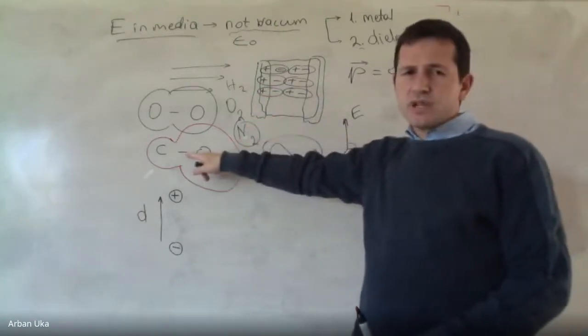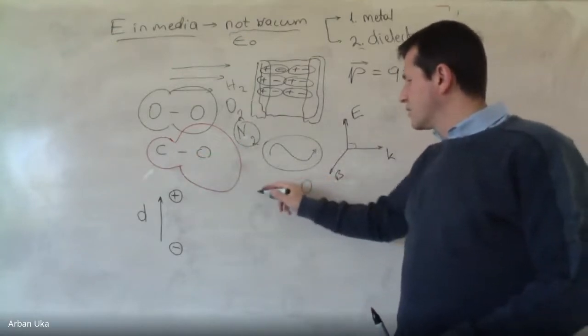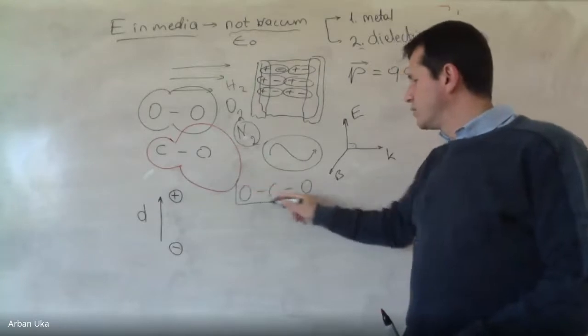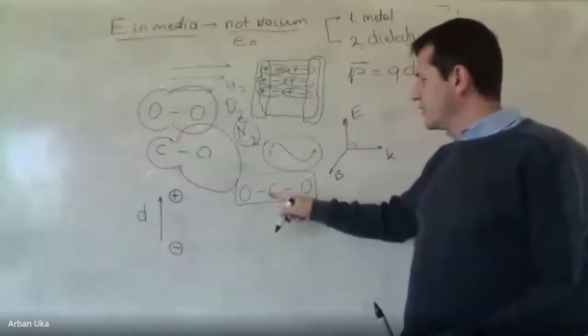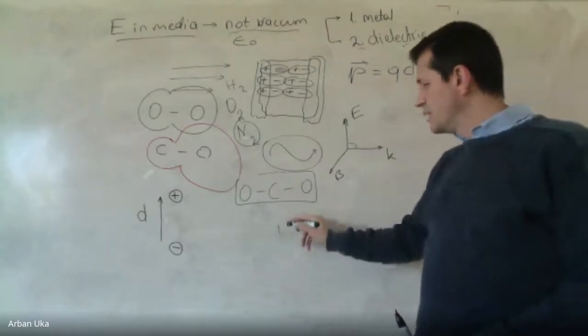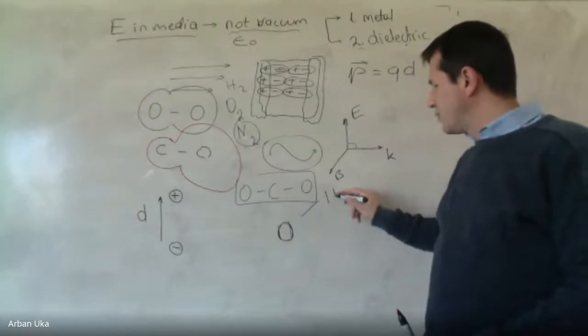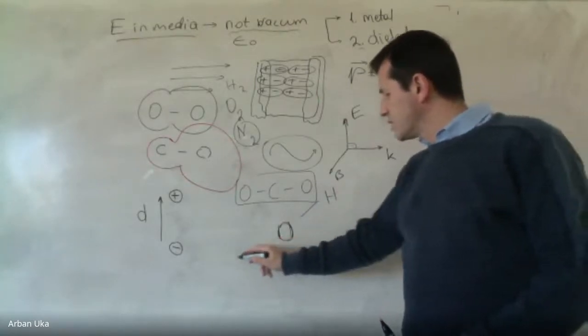But carbon monoxide has one. Carbon dioxide, for example, does not have a dipole moment, because the atoms are oriented like this. They are symmetric, so it doesn't have a dipole moment. But we have water, which we care about. Water has a dipole moment, because water doesn't look like this.